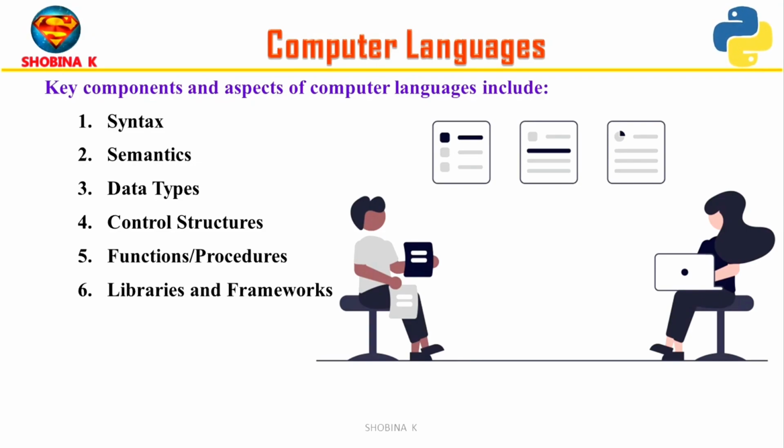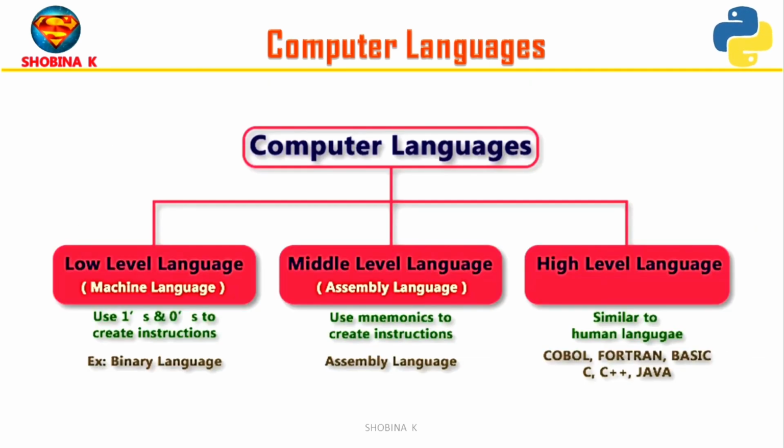So the computer languages are the backbone of software development, allowing programmers to communicate with computers and instruct them to perform various tasks. These languages come in different types. Machine language, which is also called low-level language. This is the most basic language, consisting of binary code, just zeros and ones. It is directly understood by the computer's hardware.